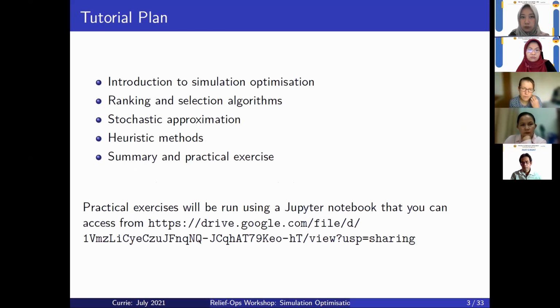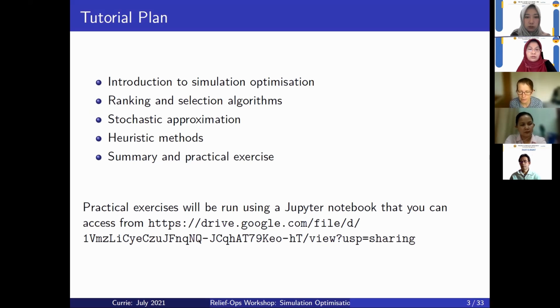My plan for the tutorial is to go through an introduction to simulation optimization to begin with, then talk about ranking and selection methods and stochastic approximation. We'll then have a brief part on heuristic methods such as random search before summarizing and spending a bit more time on the practical exercise.